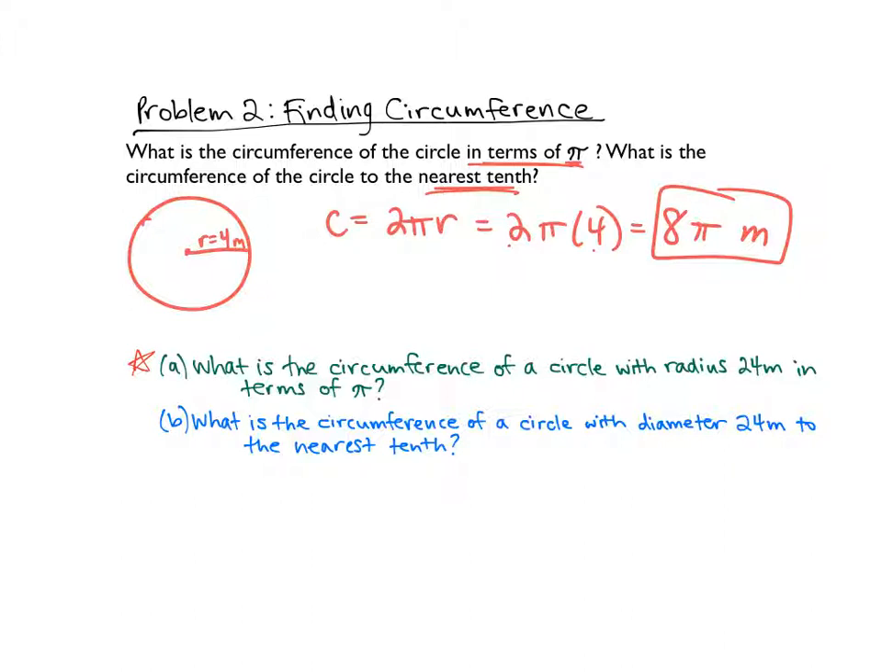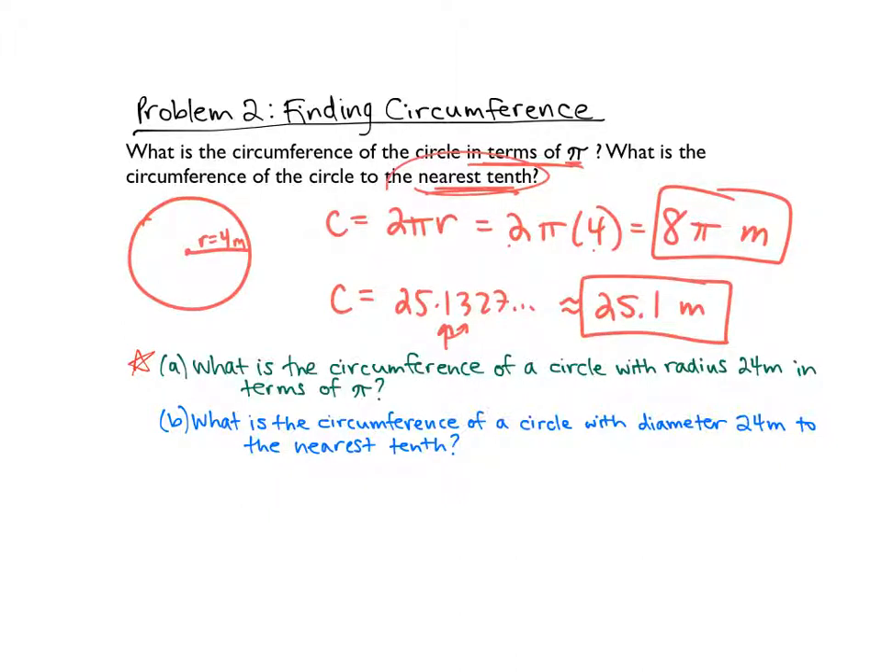So 8 times pi, the circumference is going to be about 25.1327 dot dot dot. This is going to be rounded to the nearest tenth. We're going to the 1 here, and since this number is less than 5, we're going to keep the 1, so this is 25.1 meters.